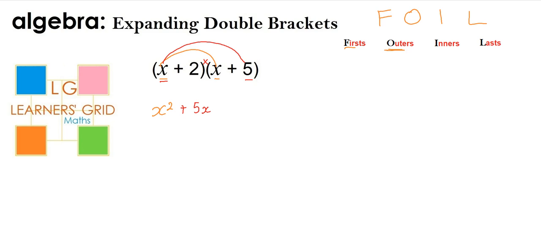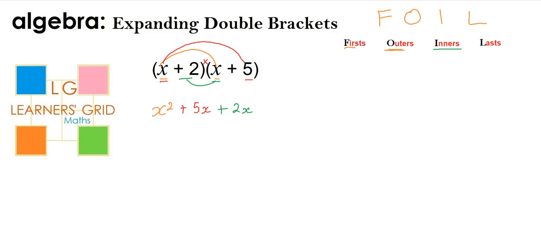And then we go to the inners, and what that means is the two terms that are closest together but separated by the brackets. So in this case it's positive 2 and x. So positive 2 times x is positive 2x.